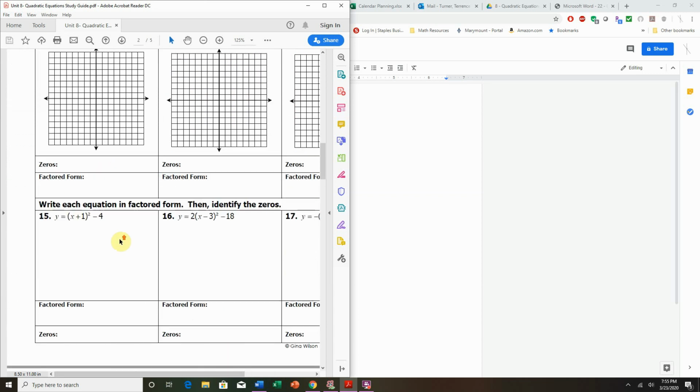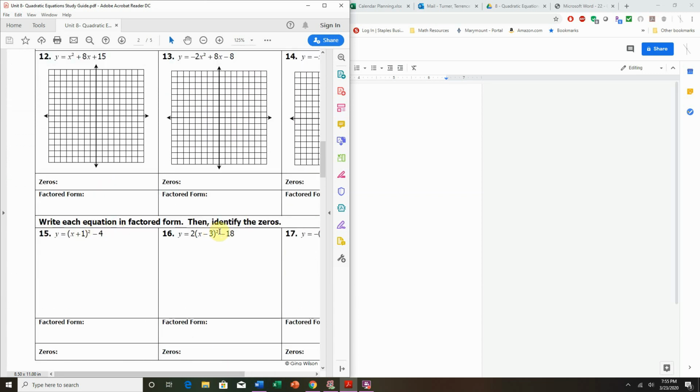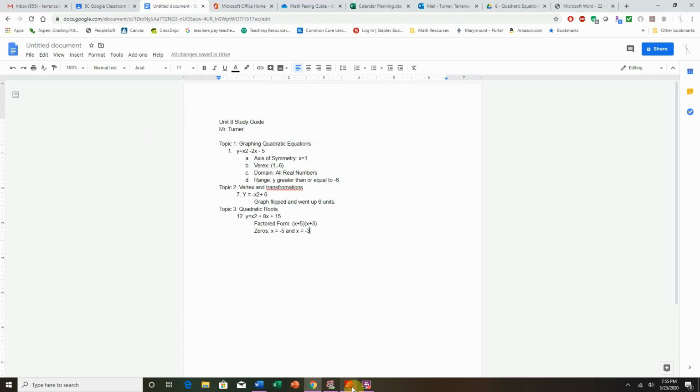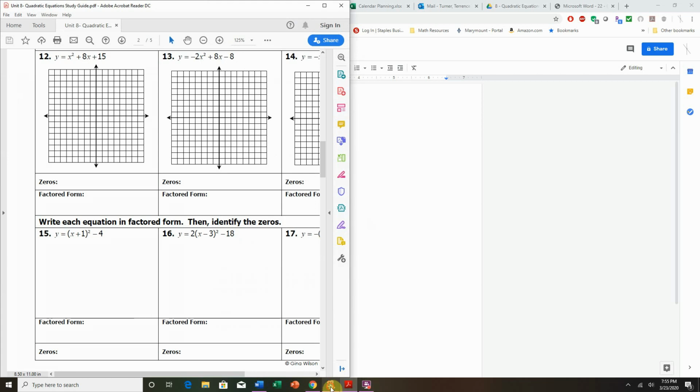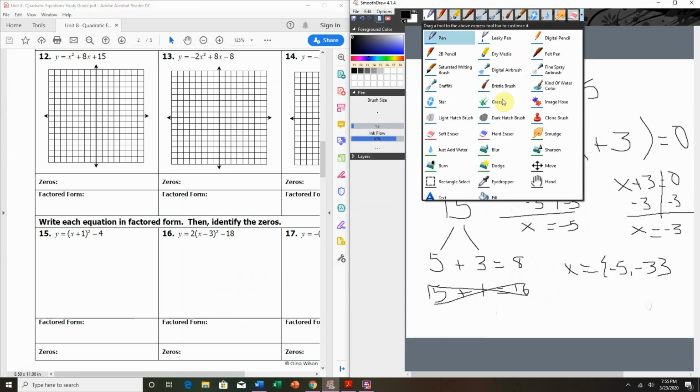Alright, so our next section, write each equation in factored form. Now they're asking us to take an equation, expand it, and find the factored form and find the zeros. So this one's a little different. They're telling you find the factored form first, then find the zeros. So let's go to our whiteboard again. Get rid of this.